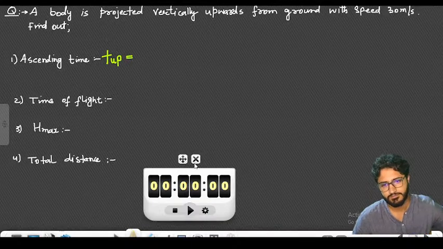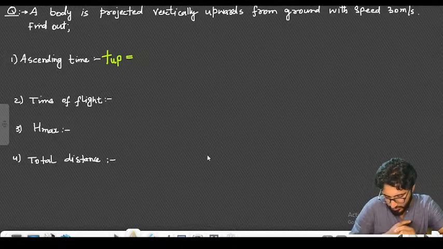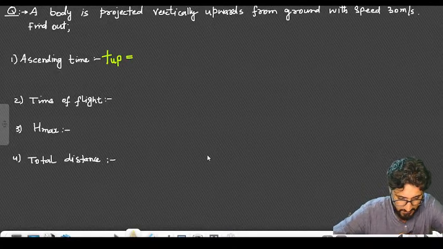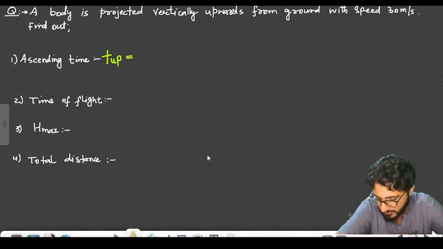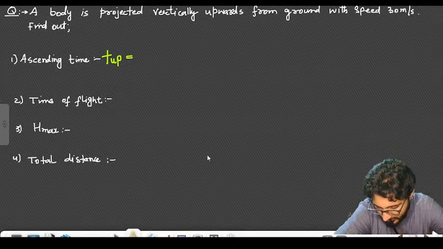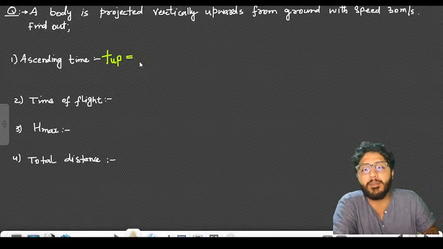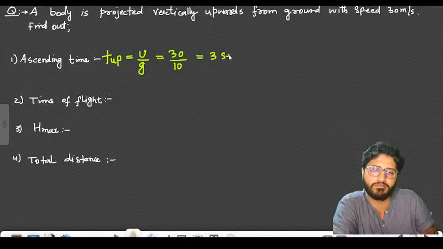Okay, let's start now. Time up means u by g. What is u? Sir, u is 30. What is g? g is 10. I guess my answer came out to be 3 seconds.